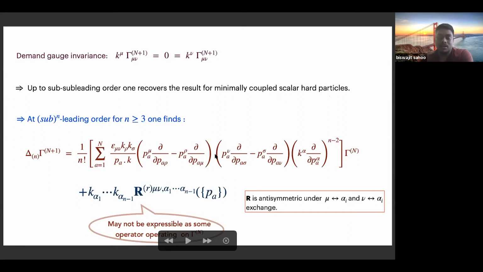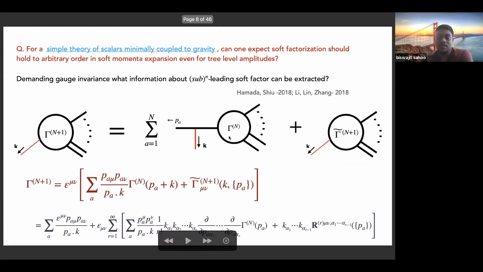But we are not going to stop at subleading order. Can we extend this to order n, for n greater than or equal to 3? If we try to do that with just gauge invariance, we find that a part of it can be completely fixed, which I have written here, which you can identify as basically the subleading soft factor, and then k_alpha del/del p_a^alpha to the power n minus 2 number of this factor. You can identify this factor easily because it will come just from the power series expansion of this gamma n.